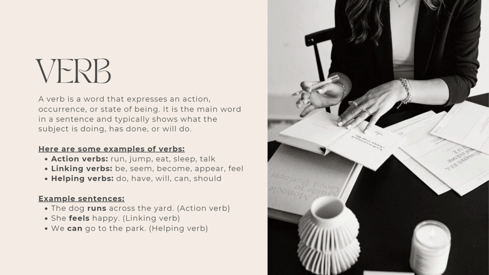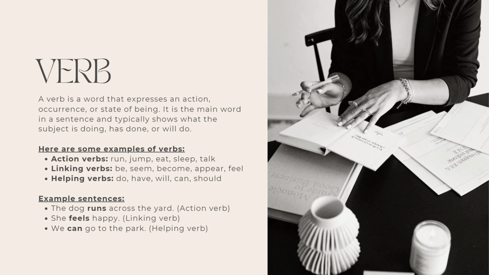Helping verbs are verbs that work together with the main verb, and they convey additional information about the action. Here we can say, we can go to the park. Go is the main verb, right? We could just say, okay, we go to the park. But here it's showing what?